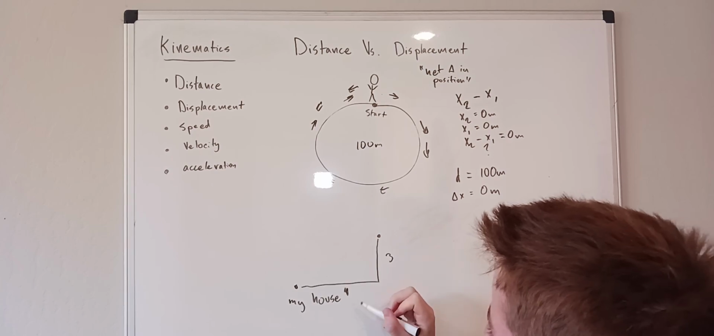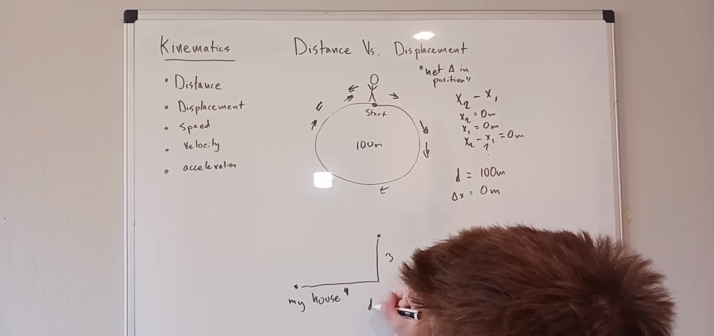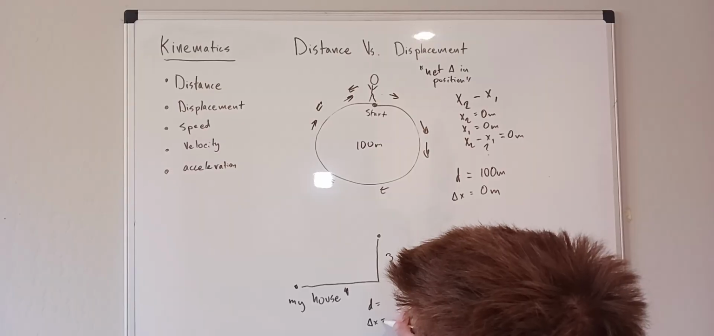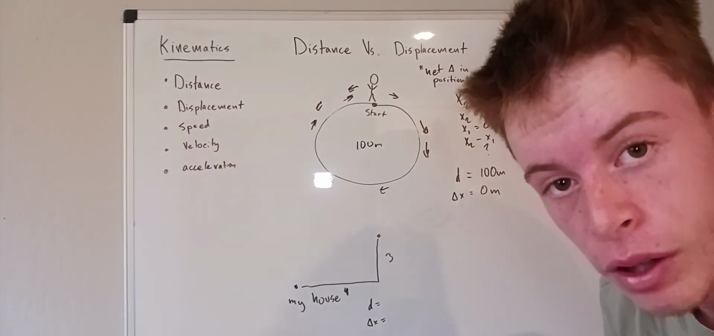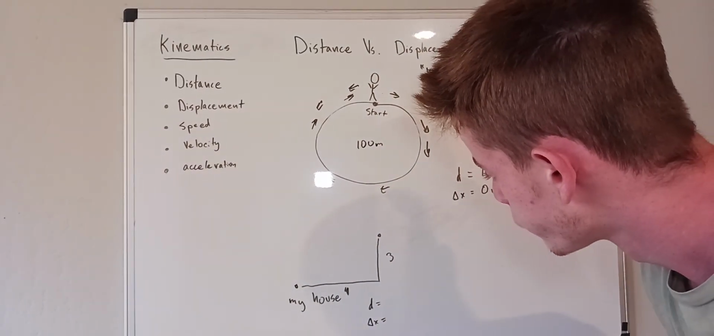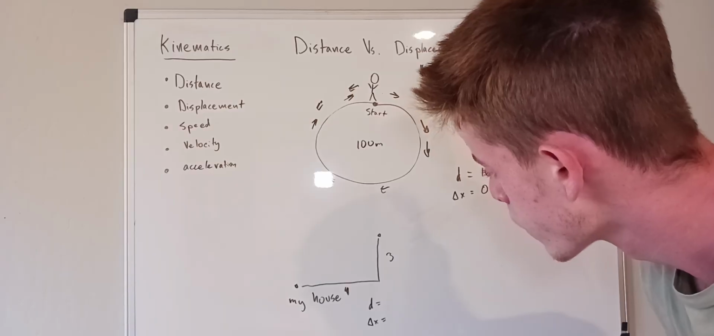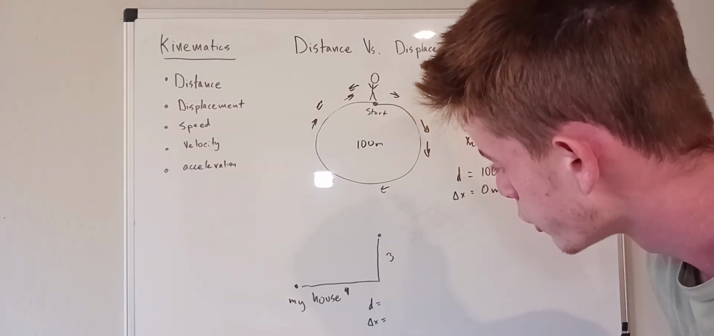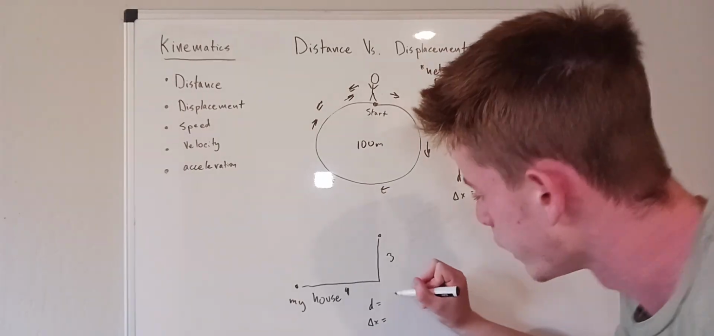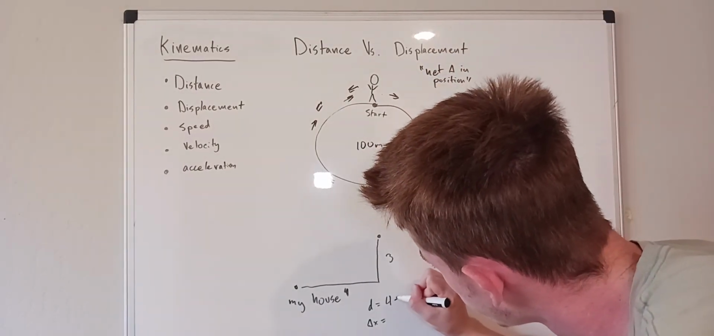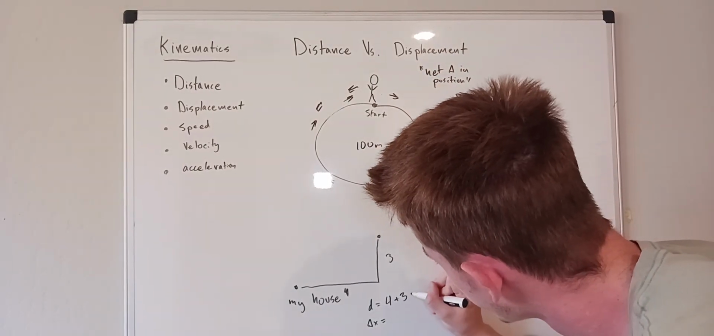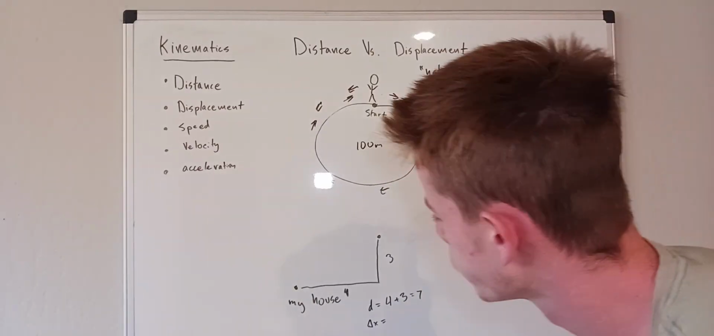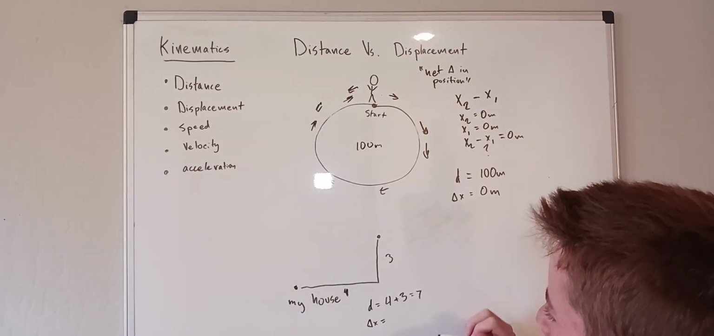So what is the distance and what is the displacement? Try to pause your video and figure it out yourself. Okay, so if you're coming back, the distance that he traveled is going to be 4 plus 3 equals 7. He traveled 7 blocks. Okay?